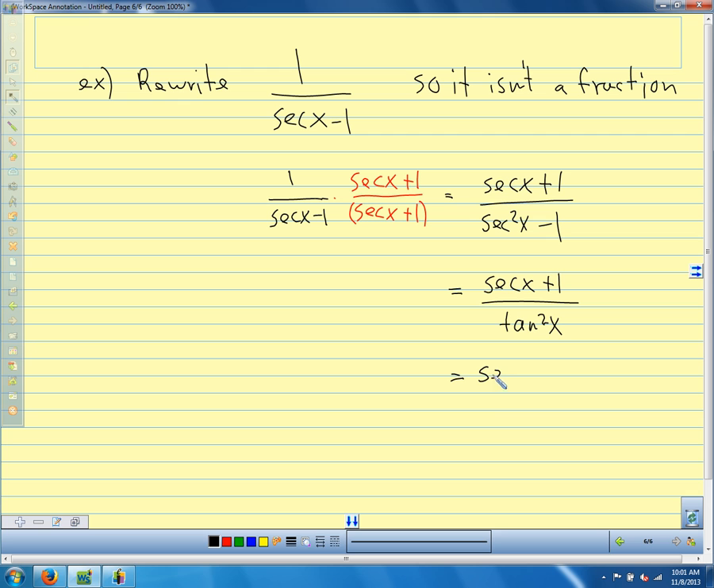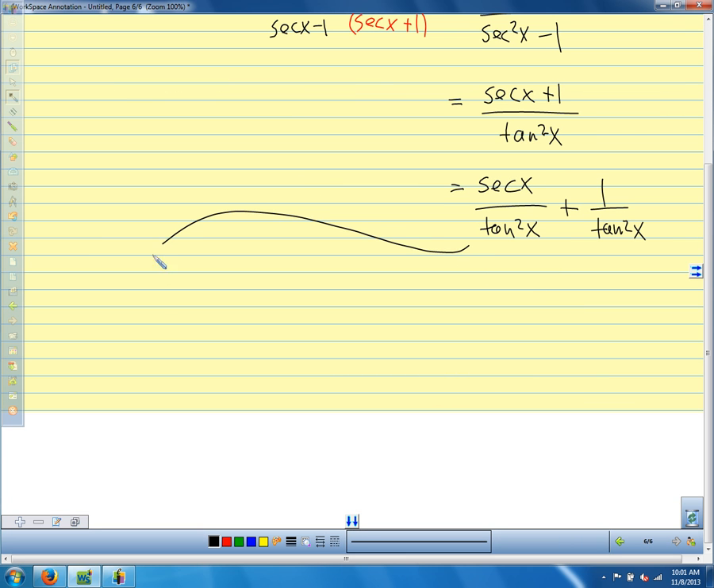So this equals secant x over tangent squared x plus 1 over tangent squared x. So I've split this into two fractions with the same denominator. Well, now I can rewrite this as not a fraction, right? I'm going to go over here now. So this is secant x, darn it, over tangent squared x plus cotangent squared x. So now I've gotten rid of one fraction.